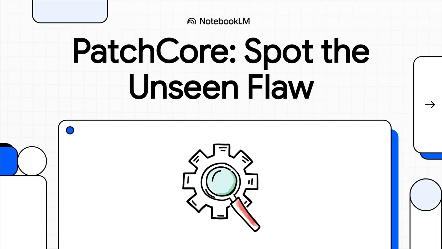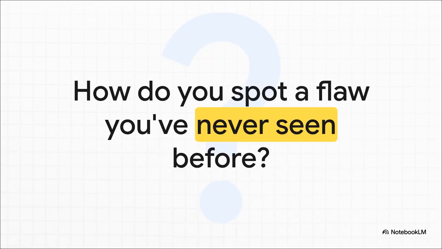Today, we're diving into a really cool breakthrough in AI that tackles a fascinating puzzle. How, exactly, do you teach a computer to spot a flaw that it's never, ever seen before? Think about it. How can a machine possibly find a defect, a tiny scratch, a little crack, maybe a missing part, if you've never actually shown it what that specific defect looks like? It sounds almost impossible, right?